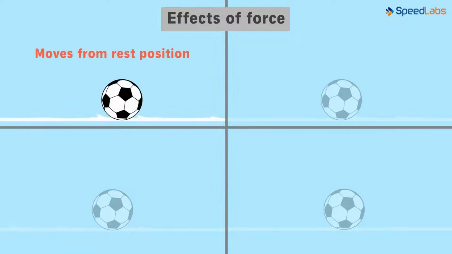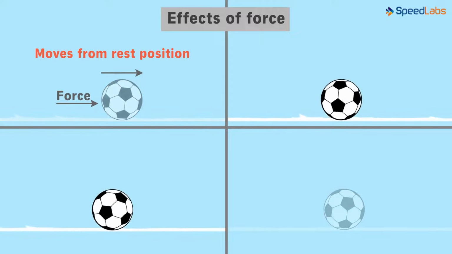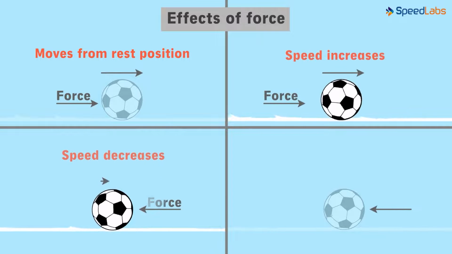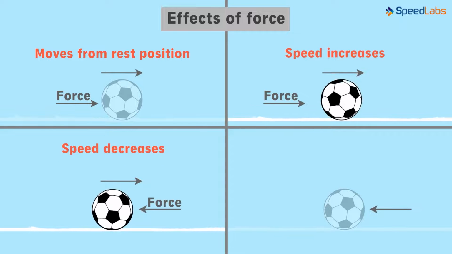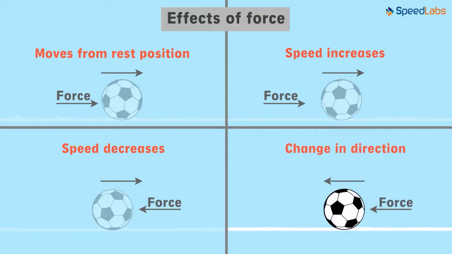In the last video, we pointed out the effects force can have on objects. It may change their state of motion. That is, if the object is at rest, force may make it to move. And if the object is already in motion, then the force applied may increase or decrease its speed. It may also change the direction of an object. Besides these, there is one more thing that force can do. Let us see what that is.